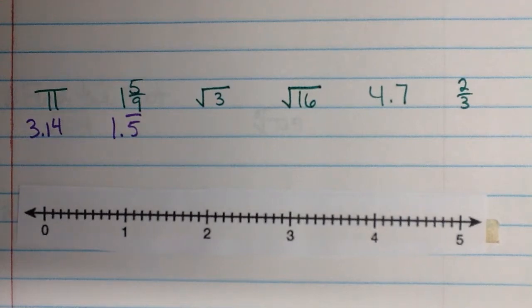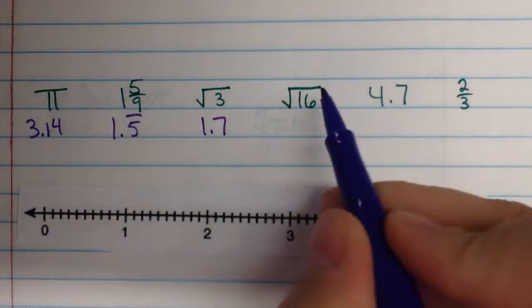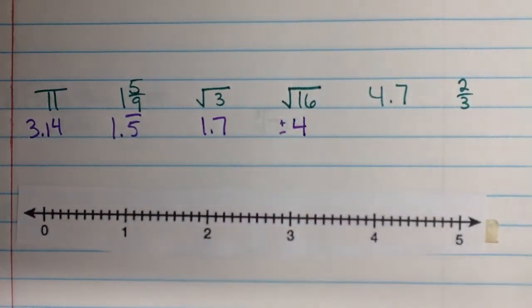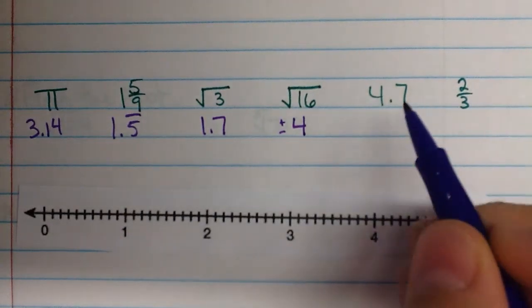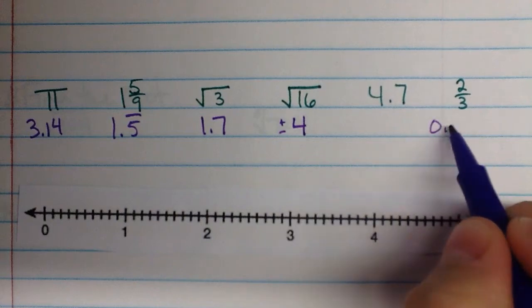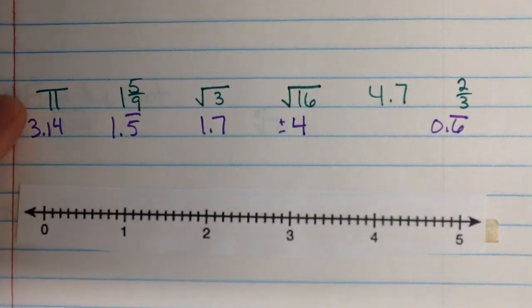The square root of 3 is 1.7. The square root of 16 is 4, and that would be plus or minus. We'll talk about that in a little bit. We have 4.7, and then 2/3 would be 0.6 repeated. So now what we do is we just go and graph them on the number line. So I'm just going to go in order.